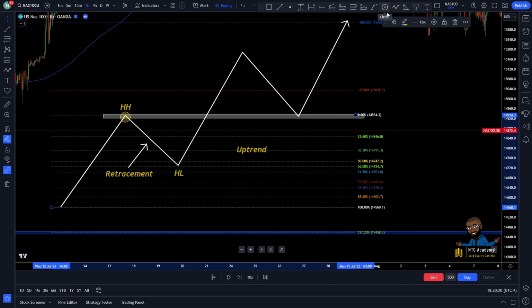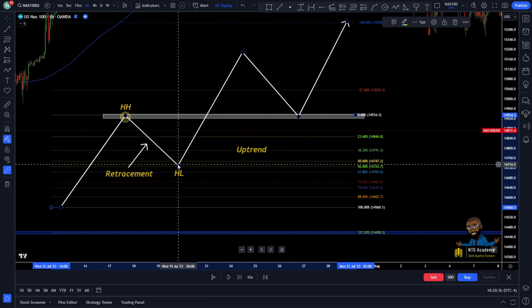This is a great way. This is actually another strategy you can use for entries, but we're just going to break it down for identifying trends. So this is how you want to determine your trend. We got that deep retracement back at the 50%, 618.